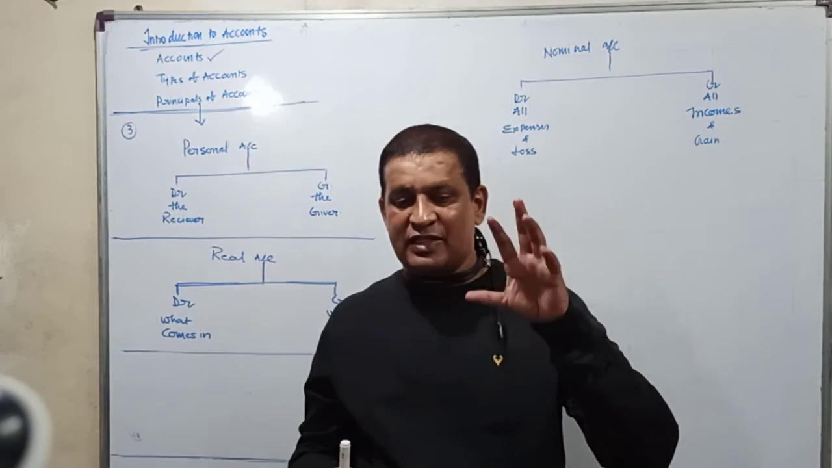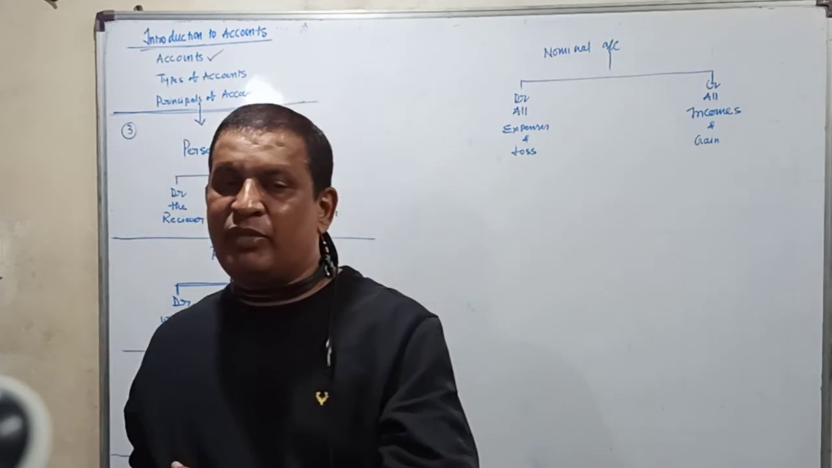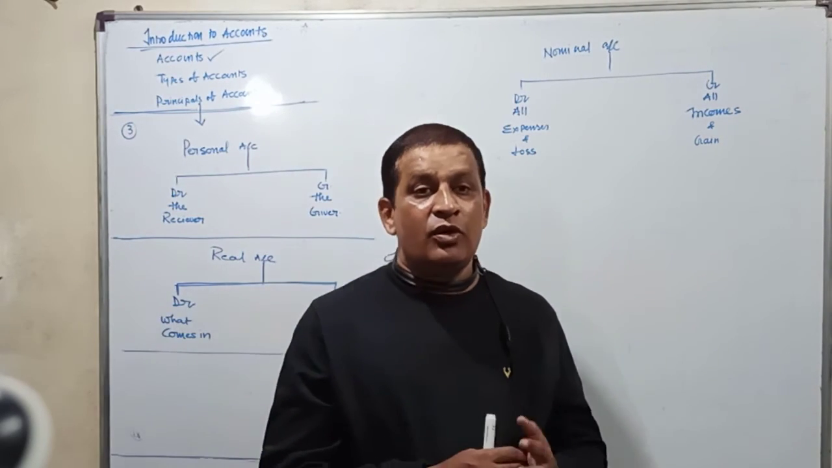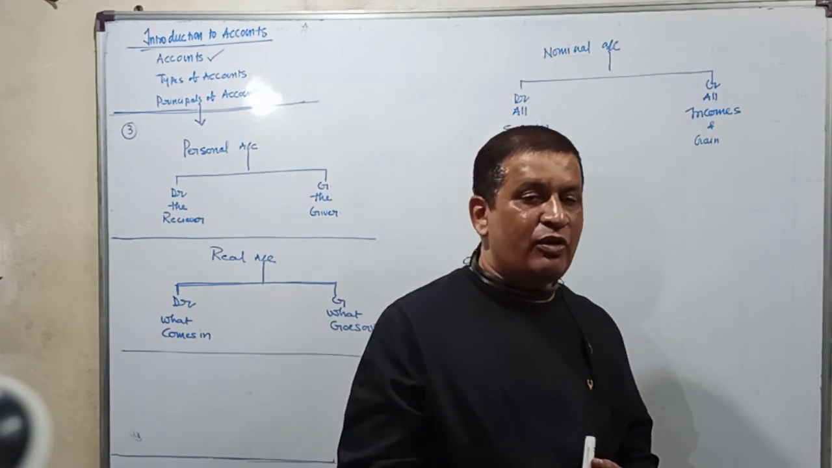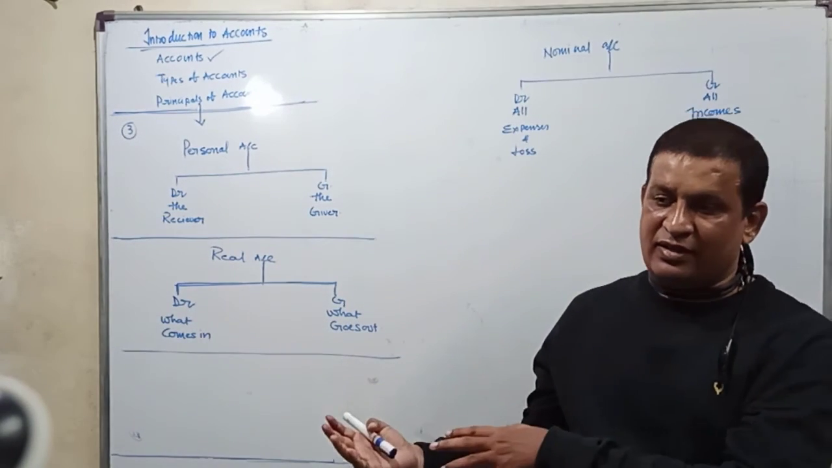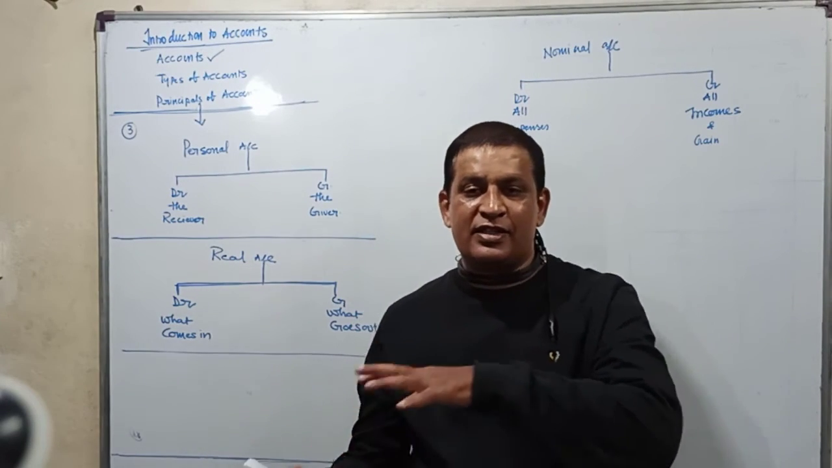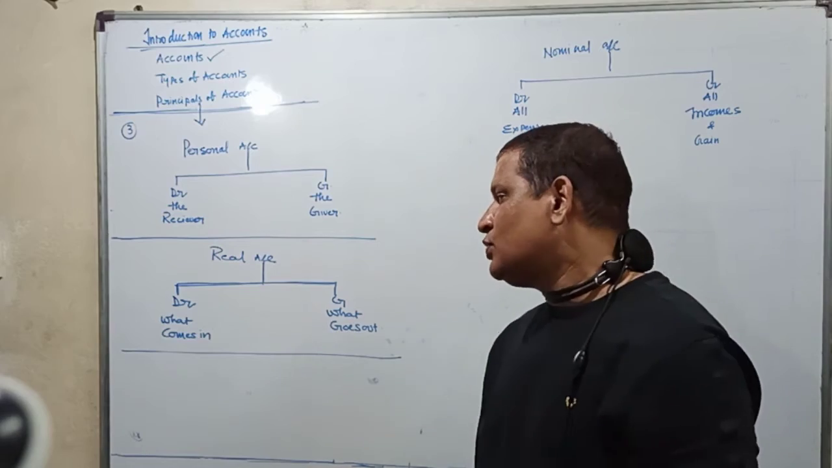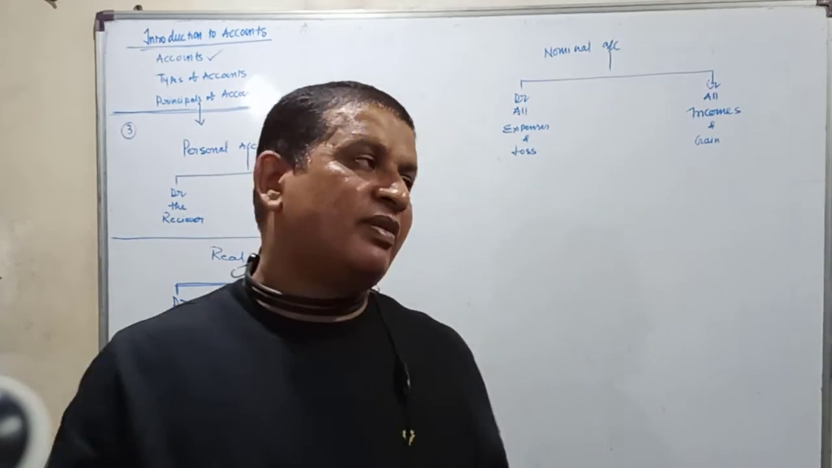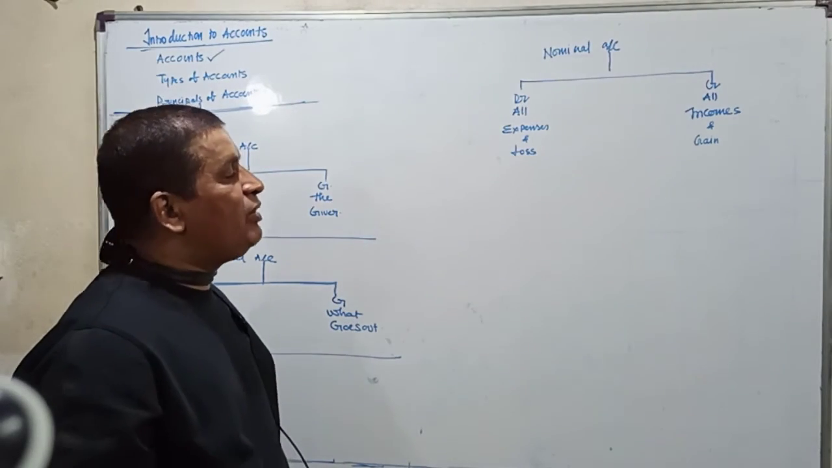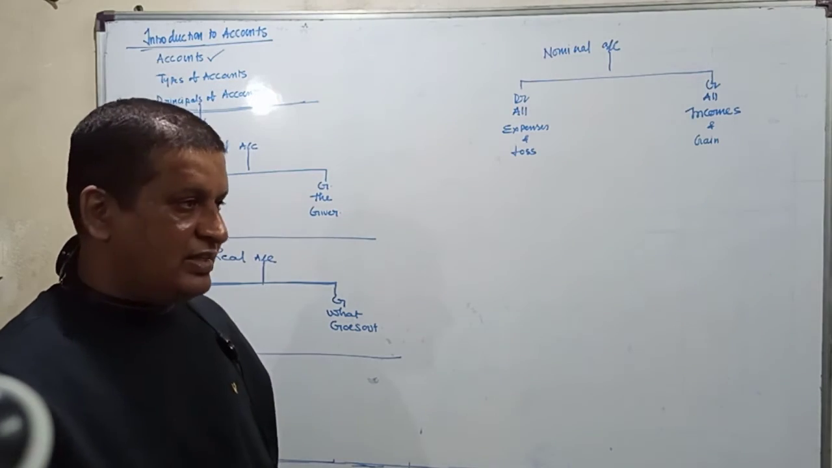What are the examples of real account? I said cash, goods and asset. Cash can come in, cash can go out. Goods can come in, goods can go out. Asset, when you buy a car, asset is coming in. When you sell a car because it got old, then asset is going out. So that is the rule or formula for the real account. And finally we have nominal account. Debit all expenses and losses, credit all incomes and gains.